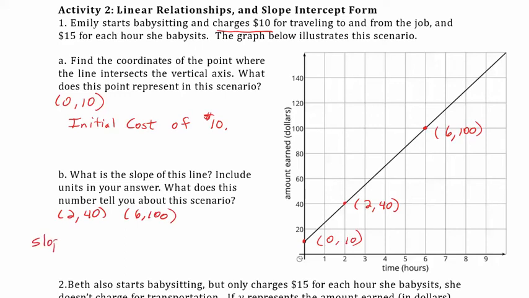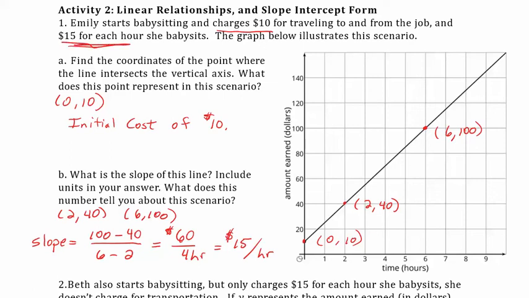So one way to find the slope is to do the subtraction. 100 minus 40 over 6 minus 2. So that's 60 over 4. Now, if we include units in this, remember the 100 and the 40 were dollars, so that's $60. And the 6 and 2 are hours, so that's 4 hours. 60 divided by 4 is 15, so my units are dollars per hour. Well, what does that represent? That's how much she charges, right? $15 per hour.